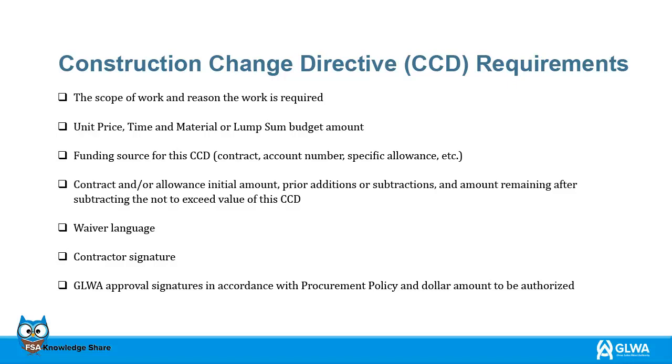Contract and/or allowance initial amount, prior additions or subtractions, and amount remaining after subtracting the not to exceed value of this CCD. Waiver language. Contractor signature and GLWA approval signatures in accordance with procurement policy and dollar amount to be authorized.